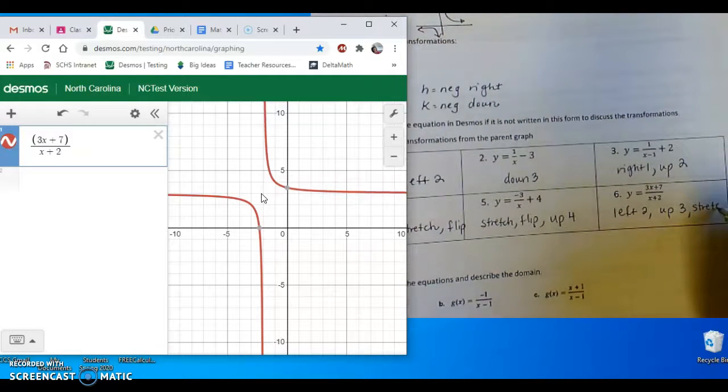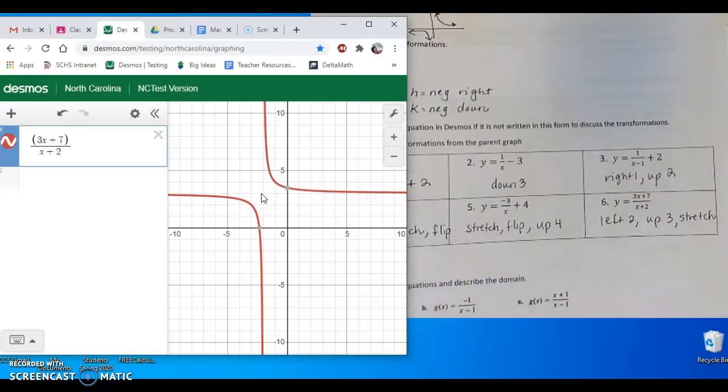The stretch is not obvious to us by looking at it. The left 2 and the up 3 are really, really important. But the stretch, if you don't realize the stretch, it's probably okay. The way to tell that there's a stretch is there's a number in front of that x. And so usually that will help you figure out maybe if there's a stretch or not. But again, it's kind of hard to tell if that happened. But we're going to go ahead and say that it happened because we think that it probably did.